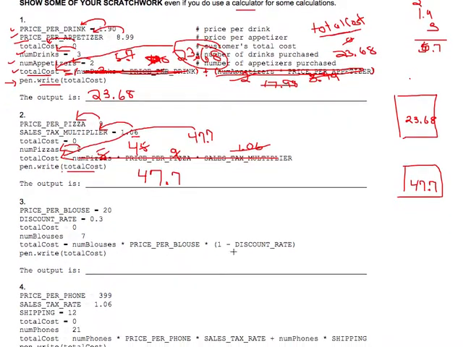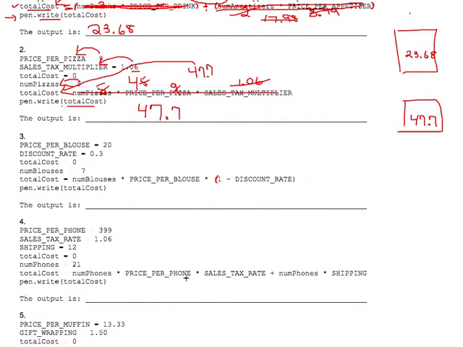Number 3, be careful with the order of operations. We have a set of parentheses here. Number 4, be very careful of the order of operations. You must do this multiplication first, then this multiplication, then this multiplication, and finally you have to do this addition. Even without parentheses, Python will follow the order of operations and multiply before adding.